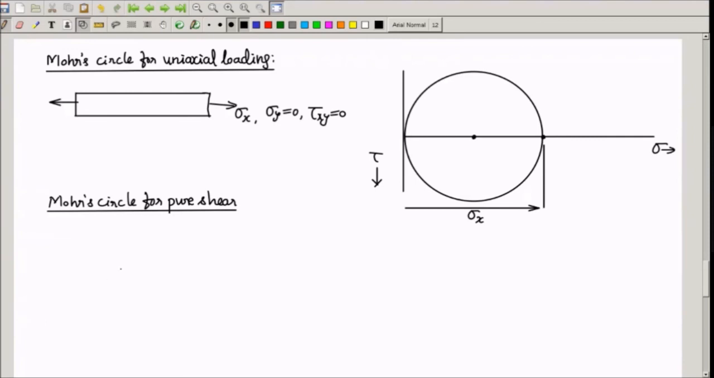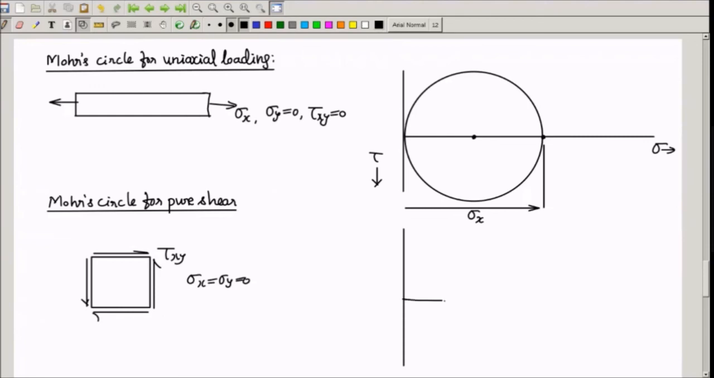Now consider the second specific case, Mohr circle for pure shear. We normally come across a case of this kind where only shear stresses are present, normal stresses are 0. Here sigma x and sigma y are 0. If I try to draw a Mohr circle for this, this is y-axis, this is x-axis, here it is sigma and here it is tau. Here sigma x is 0, so you will get origin as starting point.